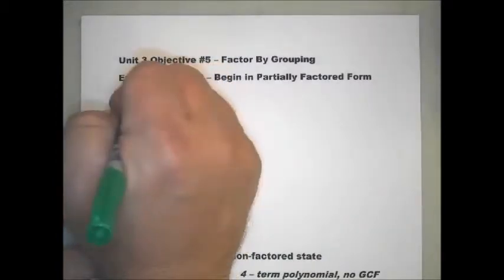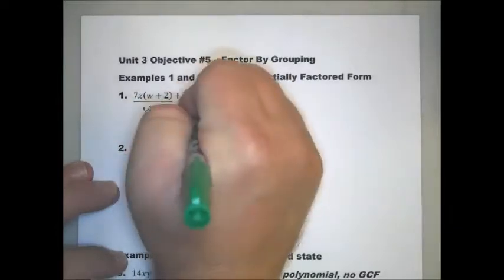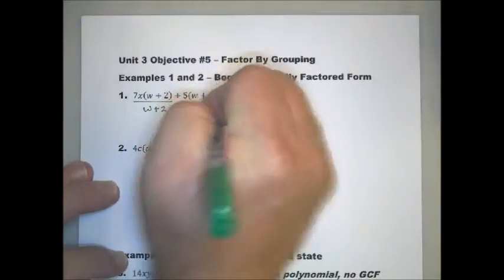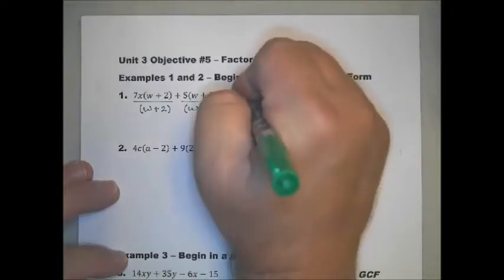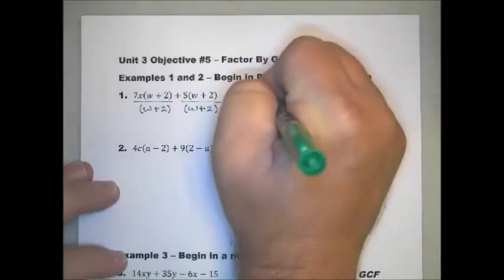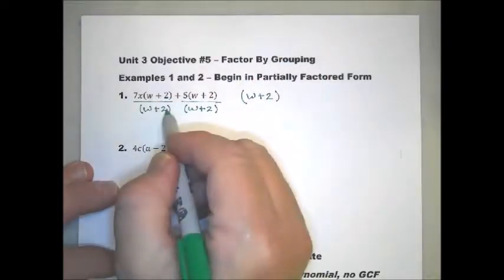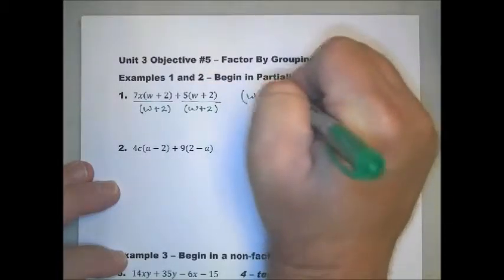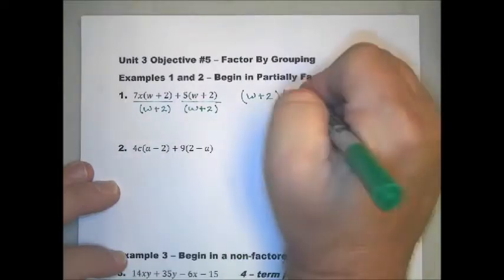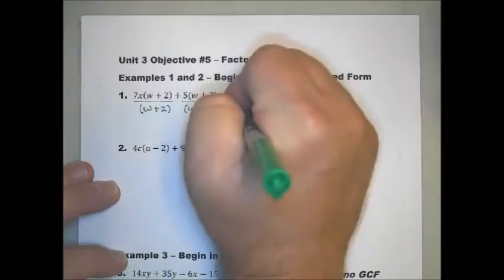So you always do what you always do when you find a common factor. You just divide both terms by that W plus 2. And that's my front factor, W plus 2. That's the common factor. And then for each term, you just look at what's left. On this one, it would be the 7x. And on this one, it would be the plus 5. And there's your answer right there.